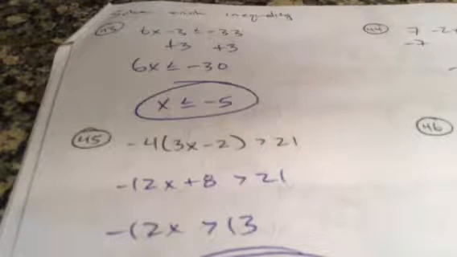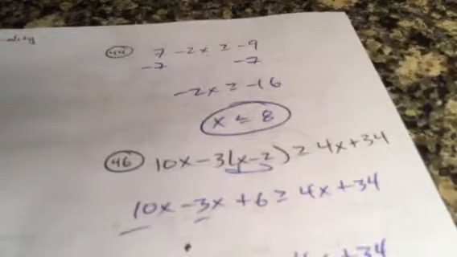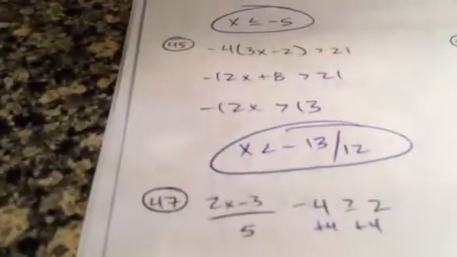43 is self-explanatory. Add 3, divide by 6. Don't flip the sign just because your answer is negative. That does not mean you flip it. You do flip it. You flip it good on 44. Divide both sides by negative 2. Flip that inequality.